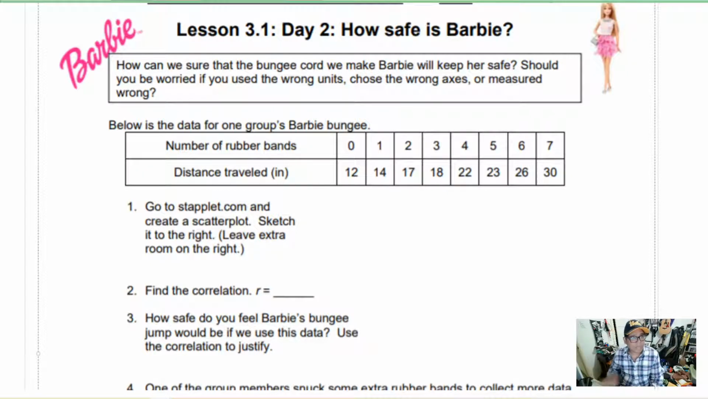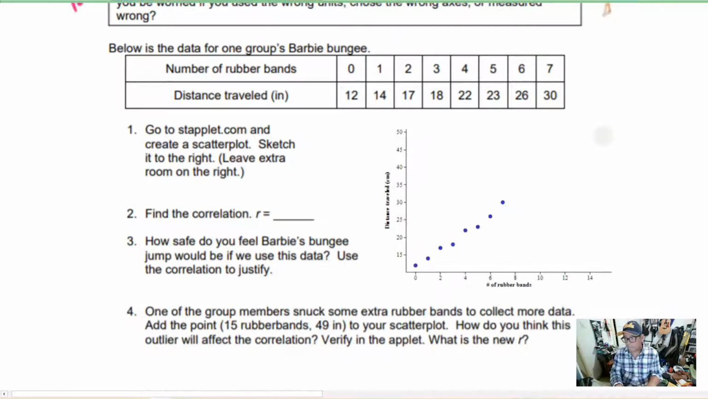We have the number of rubber bands, 1 through 7, just like we did last time. And over here we've got the distance traveled, but this time they measured in inches. So we're going to go to Statlet.com and we're going to create our scatter plot. So here is our scatter plot.